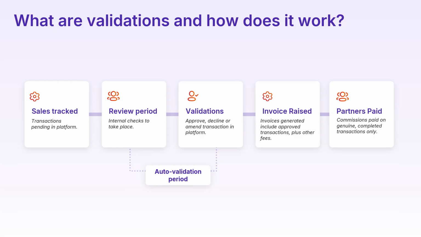When a customer completes a purchase via an affiliate link, the transaction is tracked in Awin. It initially shows as a pending transaction. Advertisers are given a set time frame linked to their auto-validation period to check whether the transaction is valid. This might include checking if the order was cancelled or returned, if payment was successful, and if it meets the program's terms and conditions. Once reviewed, the advertiser updates the status to approved or declined.